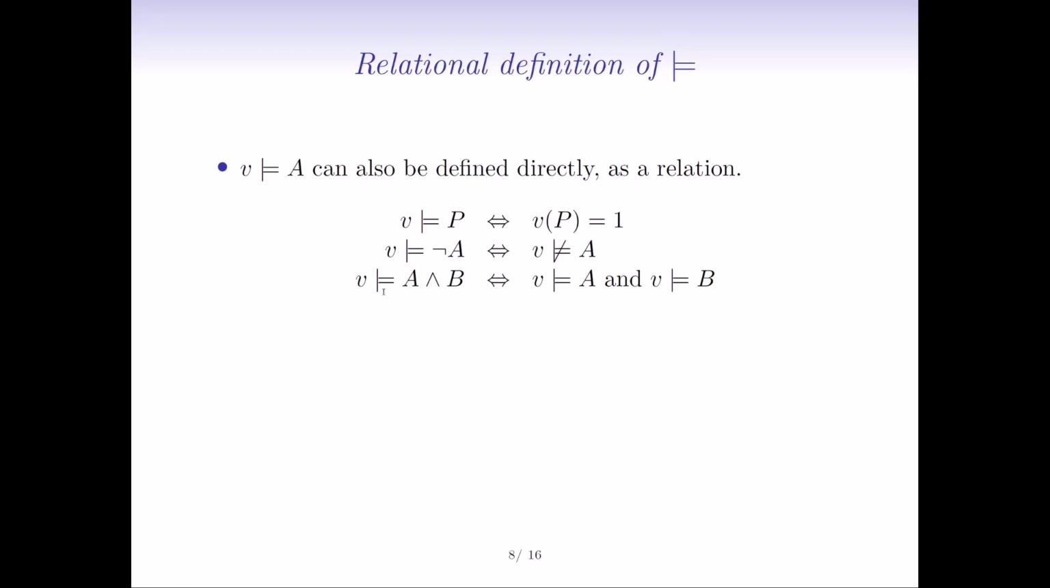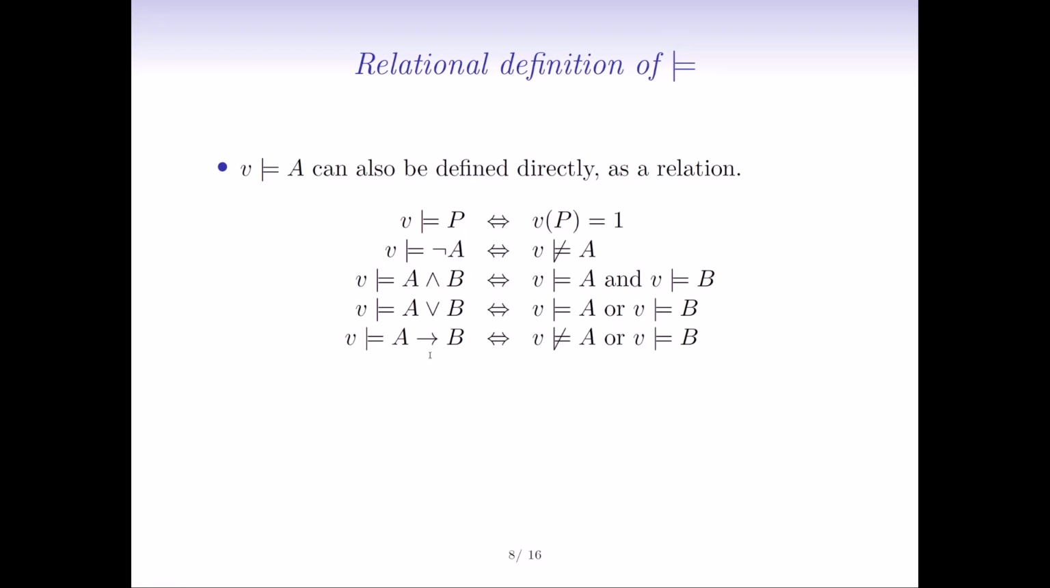Similarly, V satisfies a conjunction of formulas A and B if and only if it satisfies the formula A and it satisfies the formula B. A valuation satisfies a disjunction of formulas A or B if and only if V satisfies A or V satisfies B. And when I say or here, I mean or in the inclusive sense, meaning V satisfies A or B or both.